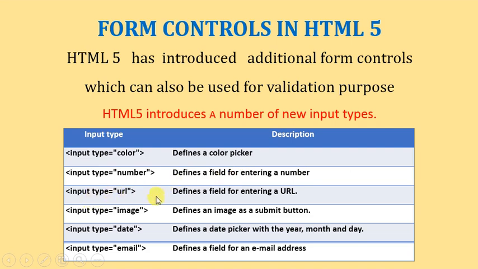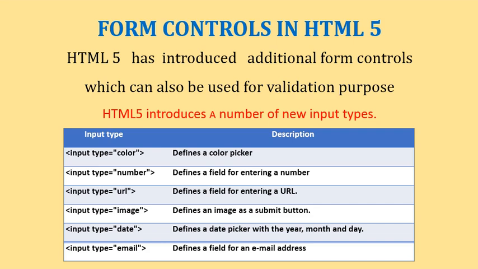Input type equal URL defines a field for entering a URL. URL means website address, where you can enter the address of the website. Input type equal image defines an image as a submit button. When you want to use an image for the submit button, you can use input type equal image.